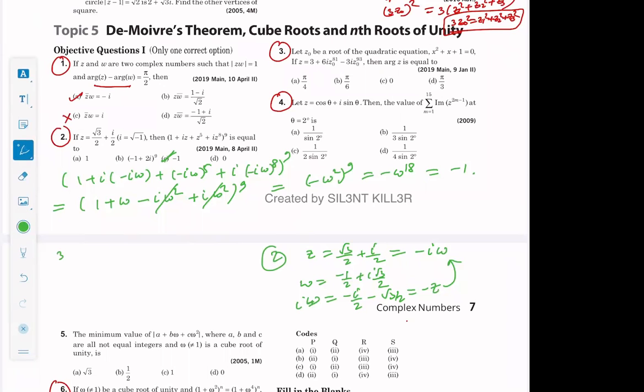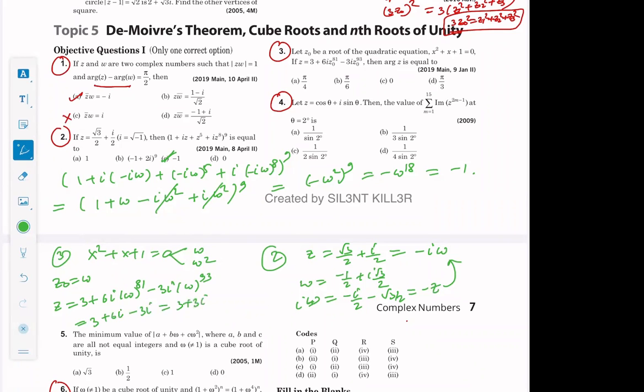Third one, x square plus x plus 1 equal to 0 has roots omega and omega square. You can assume any value. Let's say z naught is omega. Now we need to calculate this: 3 into 6i omega to the power 81 minus 3i omega to the power 93. Both 81 and 93 are multiples of 3, so both will be 1. So basically I am getting 3 plus 3i, and the argument of this is pi by 4.